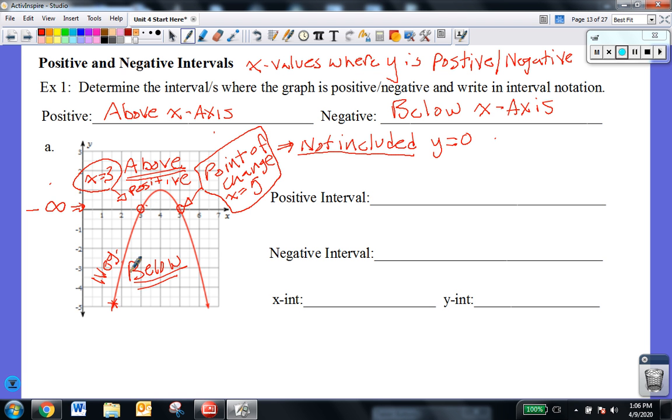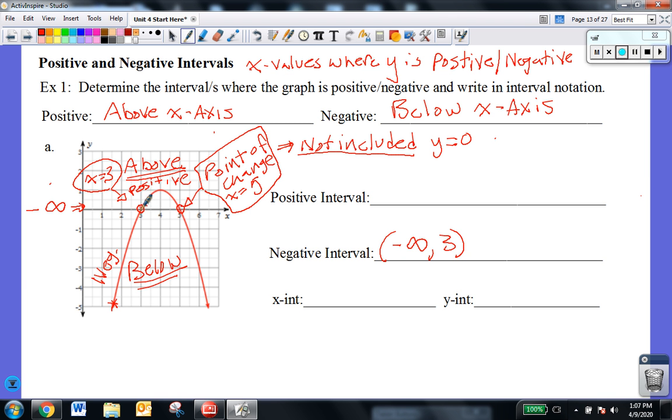So where is this graph actually going to be positive, or negative? Let's start out with negative. It's just going to be negative down here, and it's just coming up right here. The y values are getting higher and higher until it reaches this point, x equals 3. So it's going to be negative from negative infinity until it reaches 3. Negative infinity is never included, so we're going to give it a round bracket, and 3 is a point of change, which is not included, so it's also going to get a round bracket.